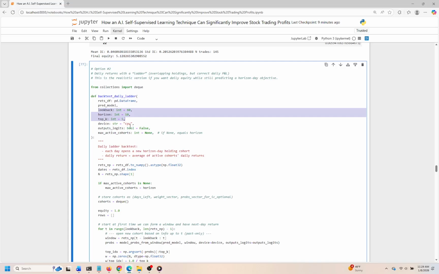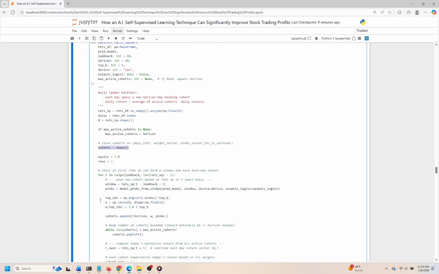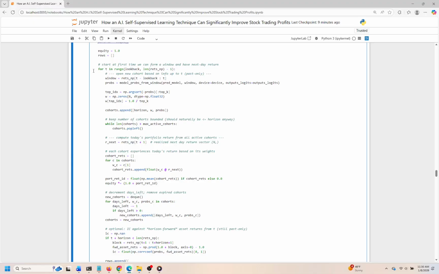By utilizing a deque, we can efficiently manage cohorts of assets, each representing a specific number of days left for investment. As we iterate through our data, new cohorts are opened daily based on prior returns. The model extracts probabilities from historical data, determining the best performing assets to include in today's portfolio. For each day, we compute the portfolio's return by averaging the returns of active cohorts, which are weighted based on their performance. It's essential to keep track of how many cohorts remain active. If they exceed our specified limit, the oldest ones are removed to maintain balance.